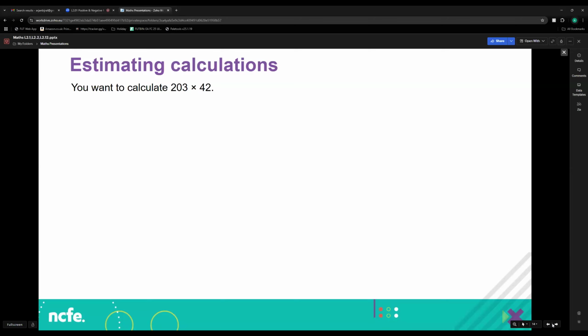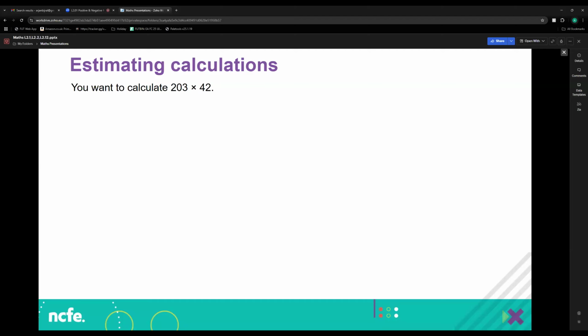Okay. Now we're gonna look at some estimations. Now this will come up in your exam at some point. You'll be asked to round decimals. You'll be asked to use those decimals to then estimate large sums like this, for example, 203 times 42. Now this is going to be interesting.